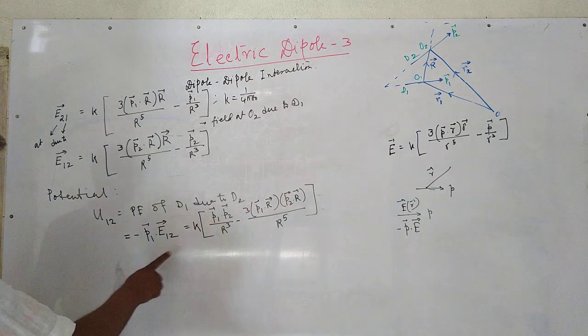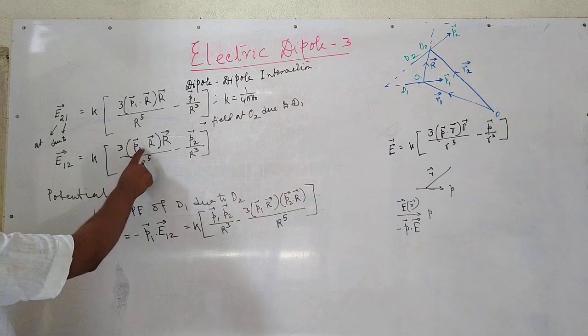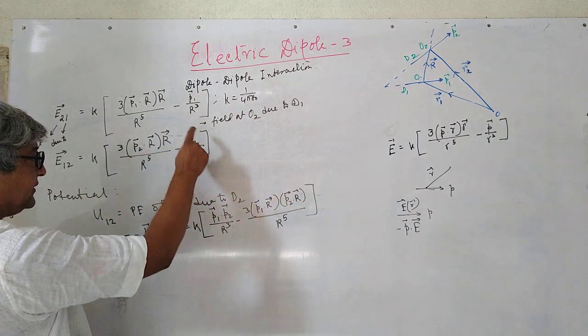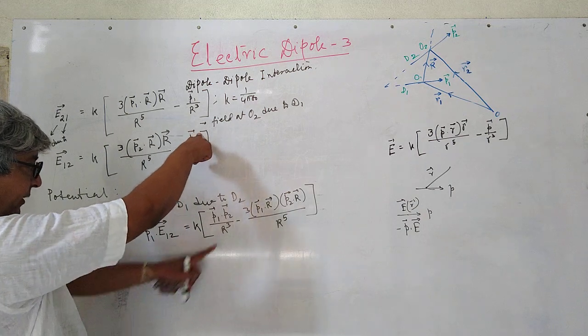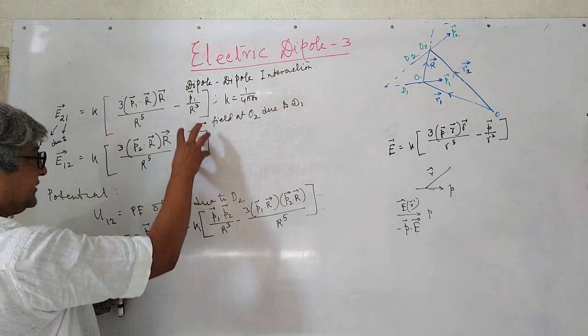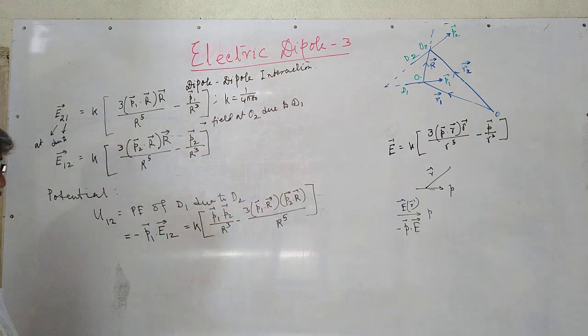Now we have dotted this expression with P1. So this term is there. This becomes P1 dot R, this is there, and this is P1 dot P2. There is a minus sign which has been adjusted, so this term has become positive and this term has become negative.